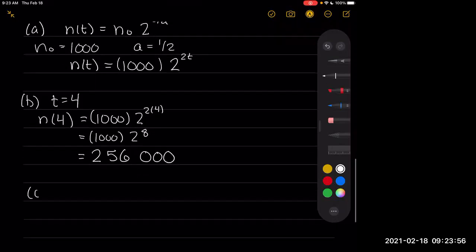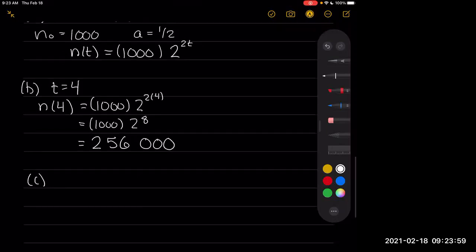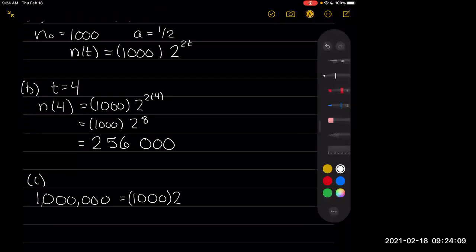And now for C, we want to see when we will get 1 million from our equation. So we're going to solve for t. First we're going to divide by 1,000. You can see 3 zeros here cancel 3 zeros over here. So we end up with 1,000 equals 2 raised to the 2t.